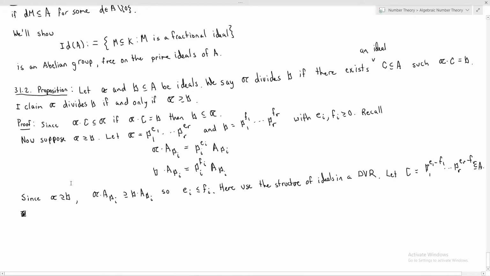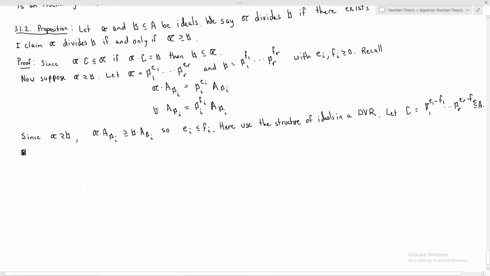Okay, so this basically shows that if my ideal contains another ideal, then it also divides it in this sense. So we immediately get a corollary, which is that every ideal divides a principal ideal. 31.3 corollary. Given an ideal A, it necessarily divides a principal ideal. Yeah, I guess what I really want is, given a non-zero ideal A, it necessarily divides a non-zero principal ideal.